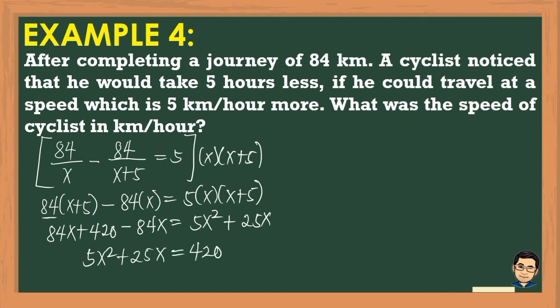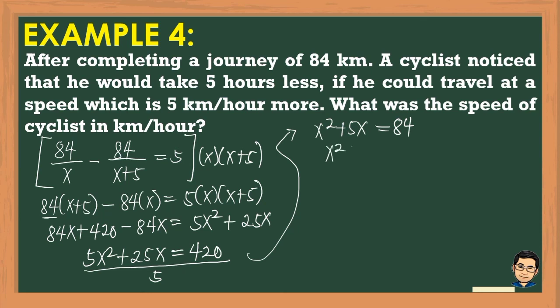And then, i-divide natin yung whole equation by 5. So, para mas maliit yung ating ipa-factor. So, magiging x squared plus 5x equals 84. And then, we write the equation in standard form. It will become x squared plus 5x minus 84 is equal to 0.